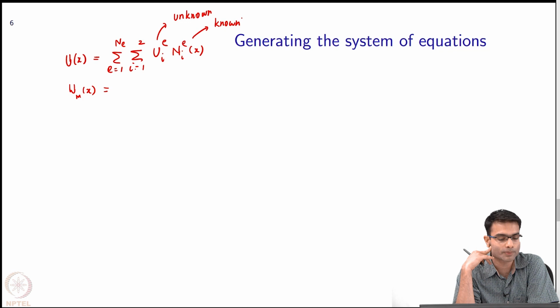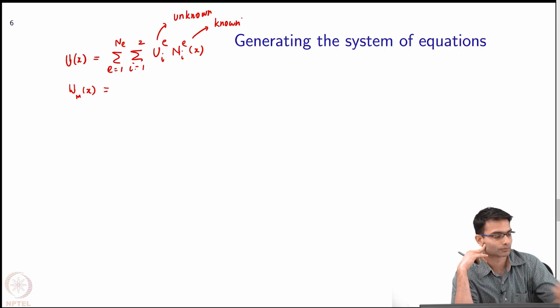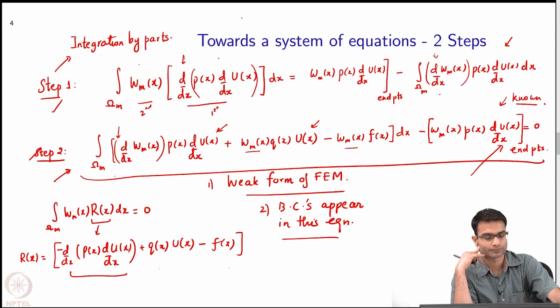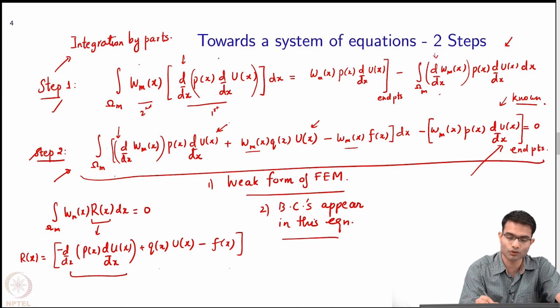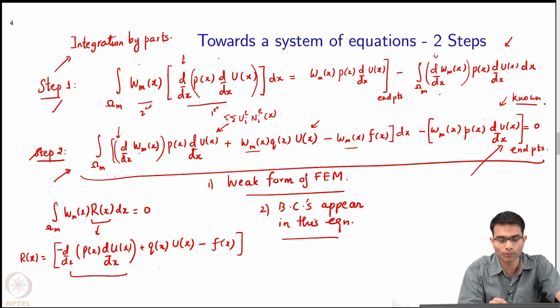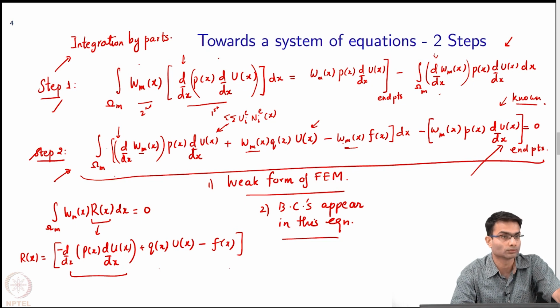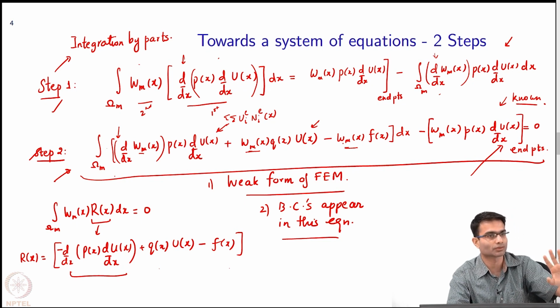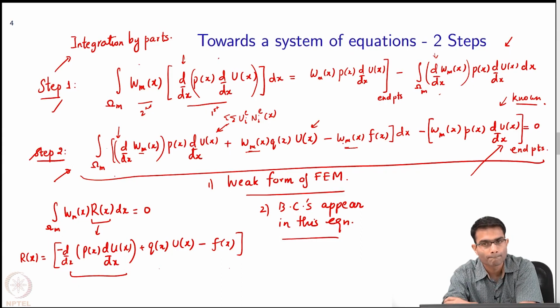So the question is, can W m x contain U I? Okay, so let's go back to this equation. You are substituting your unknown over here, which consists of U I E N I E x. This is what is being substituted for U. So the unknown is here. Now W m is appearing over here, here and here. We said W should be known. There is no point in testing with an unknown something. So what should W m be?